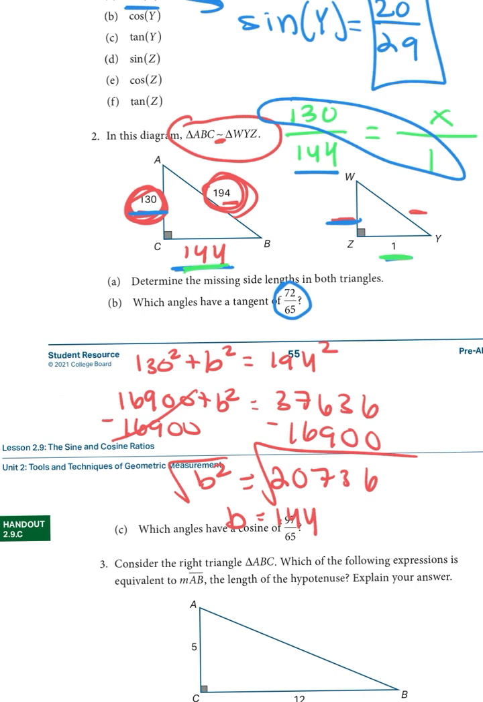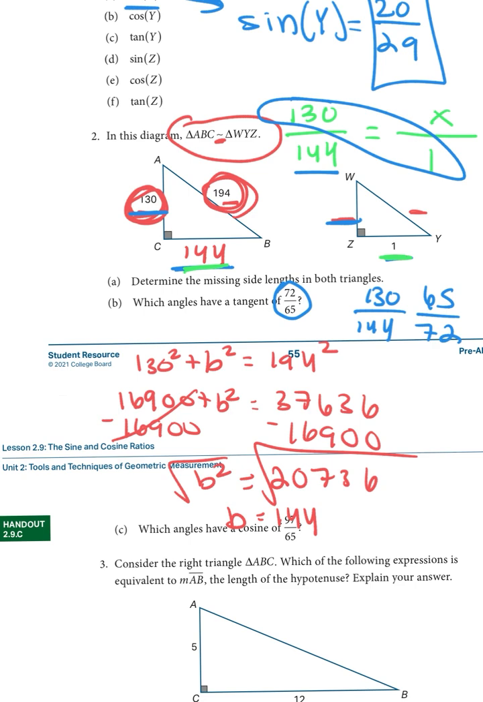So this is 130 divided by 144, and we have to reduce that. What number divides both 130 and 144? I think, is it 2 or 4? Let's try 2. So 130 divided by 2 gives me 65, and then 144 divided by 2 gives me 72. And then I don't think I can simplify that anymore.